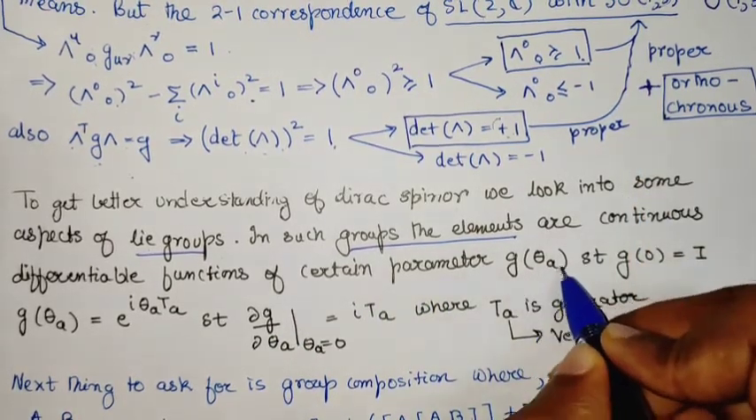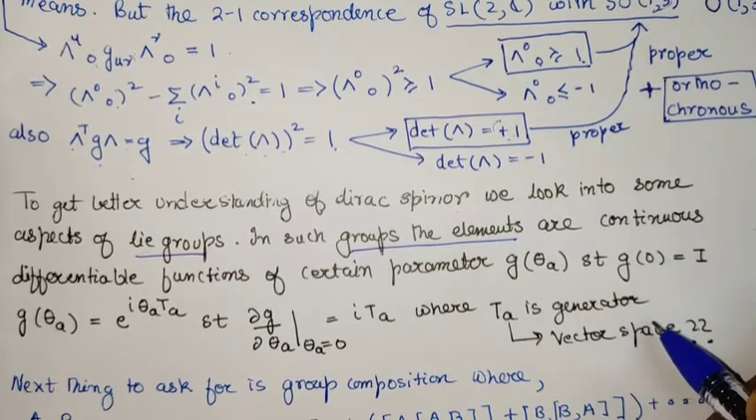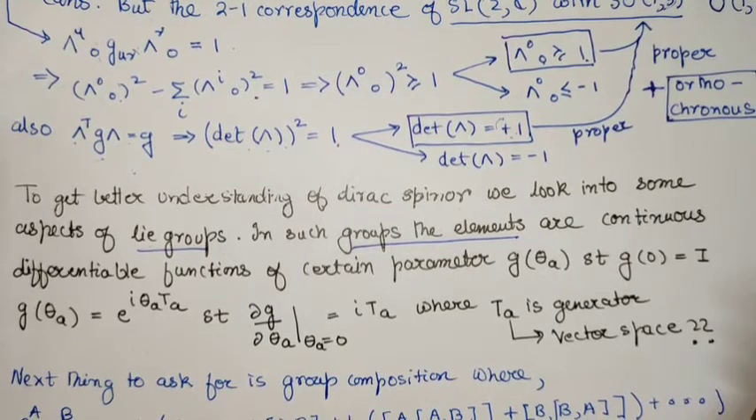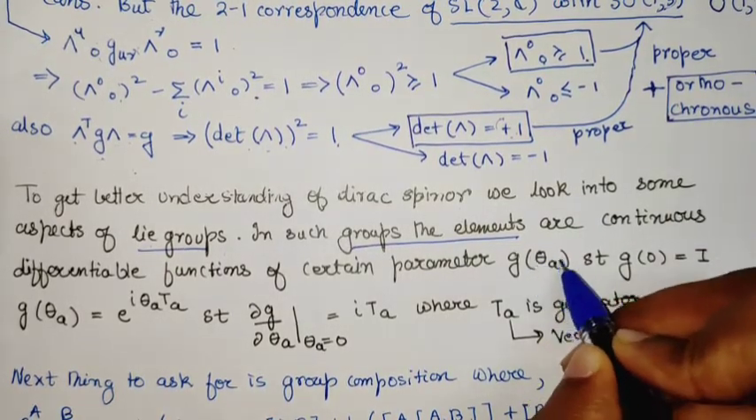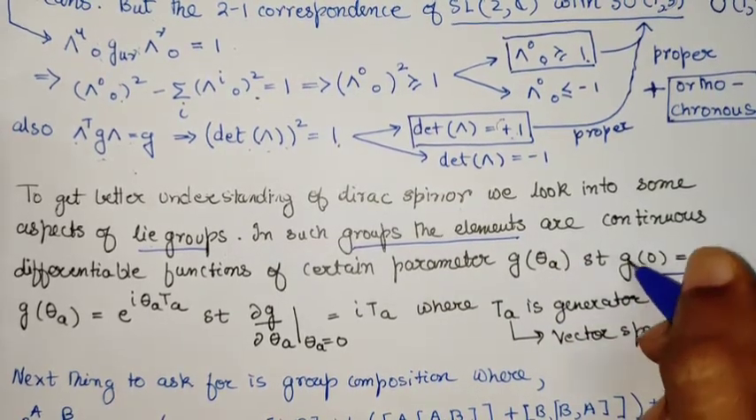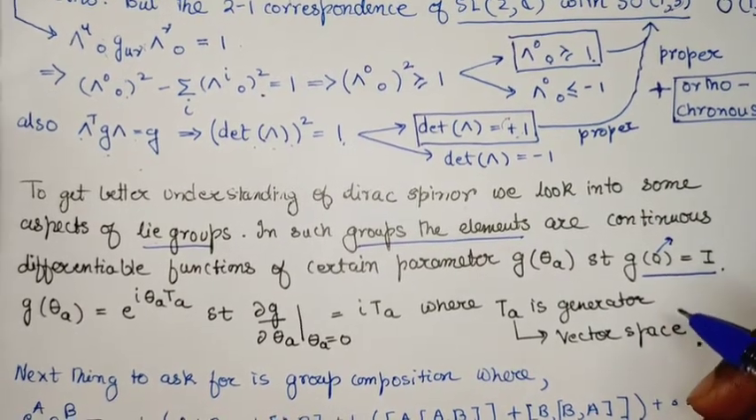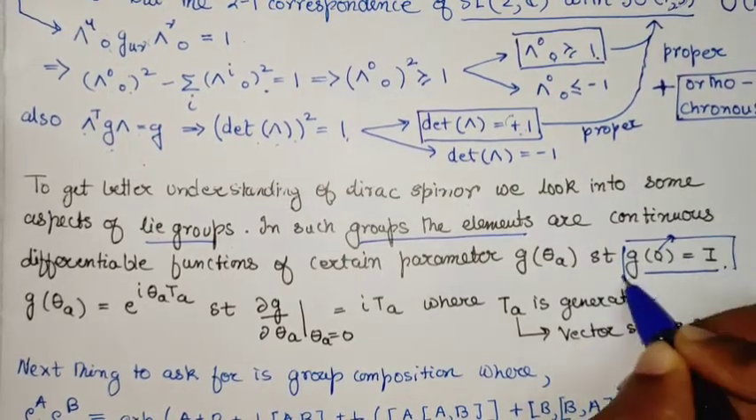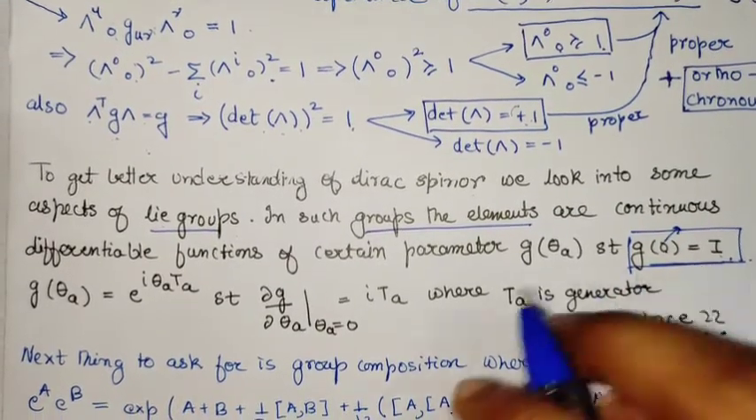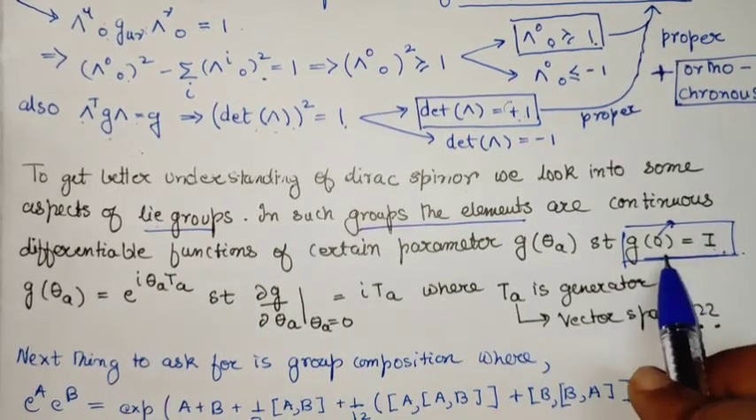If the elements of a group can be written as differentiable functions of these parameters, we say that the group is a Lie group. In this notion, the parameters can be chosen freely, they can be adjusted so that G of 0, that means all parameters set to 0, is the identity. So with this small notation, we fix the identity element, which is G of 0. Then we can Taylor expand any group element, because they are differentiable functions, about this identity.